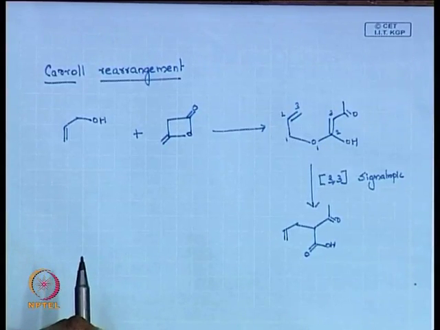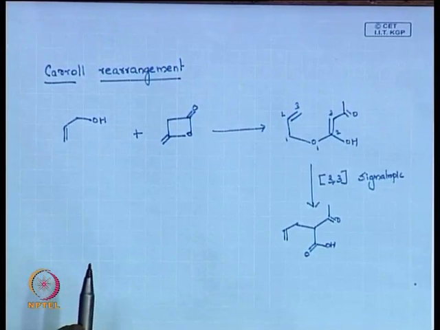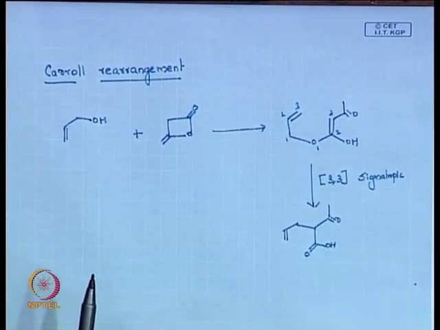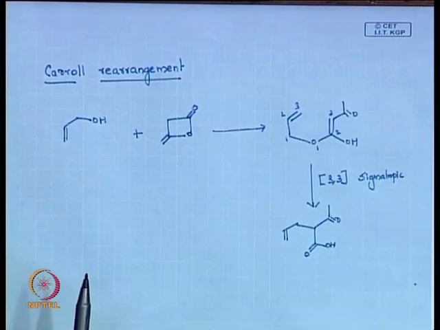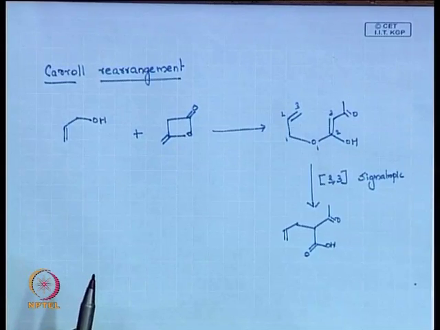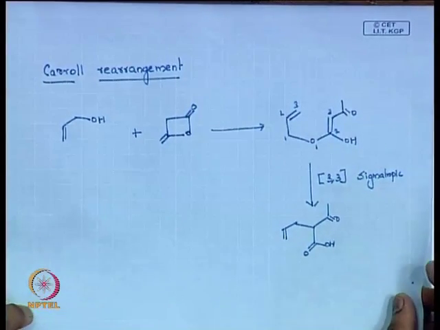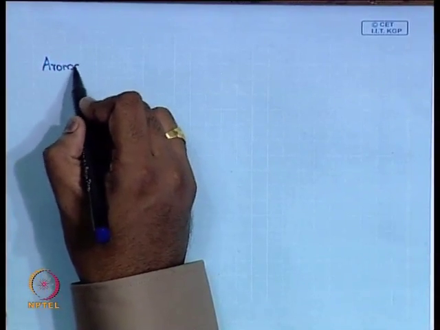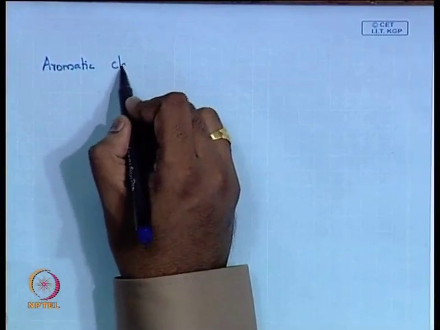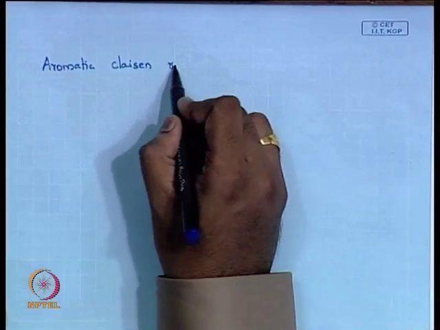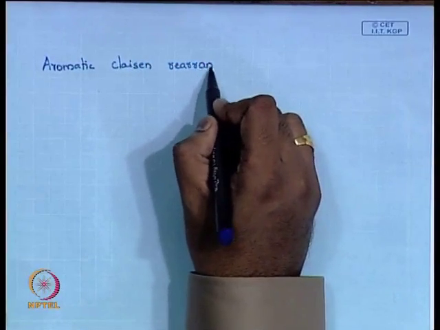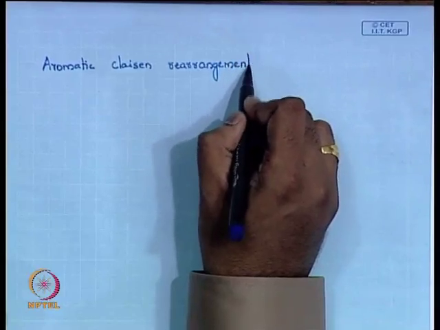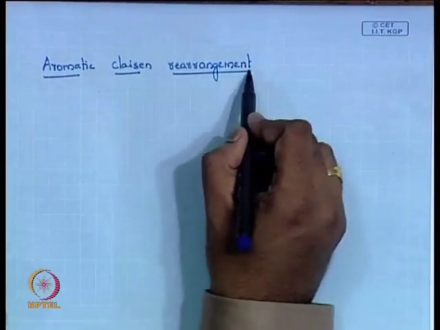Okay, so far the Claisen we were discussing is more about your aliphatic type of systems, and you know that aromatic Claisen is also common. A lot of aromatic Claisens are there. We will see one example of aromatic Claisen rearrangement. So, we will do the aromatic Claisen rearrangement.